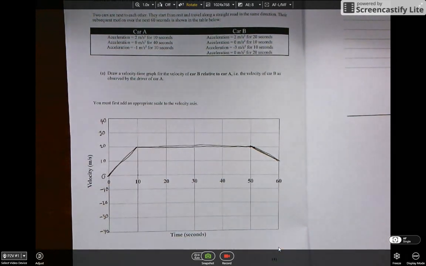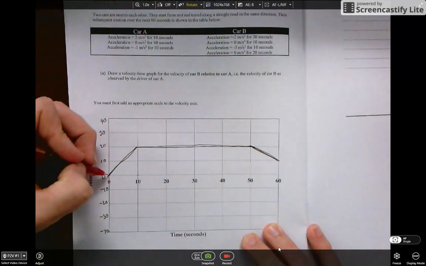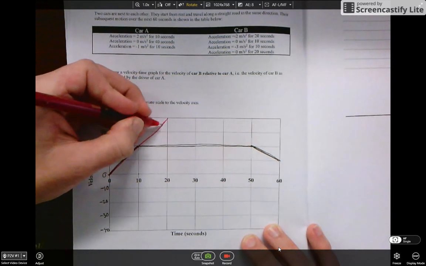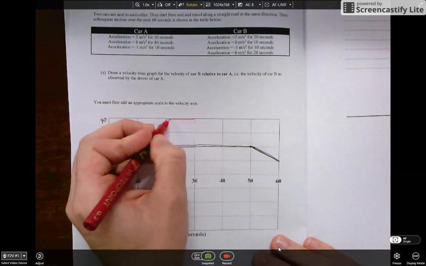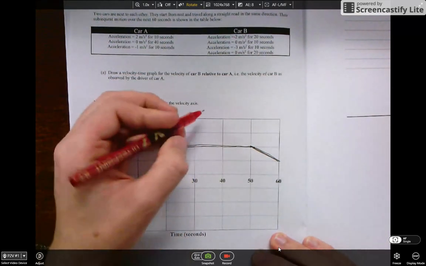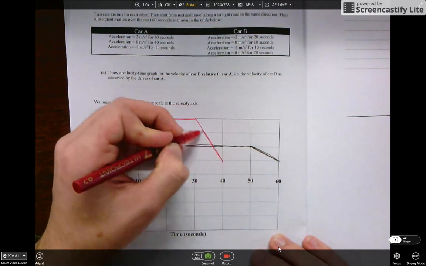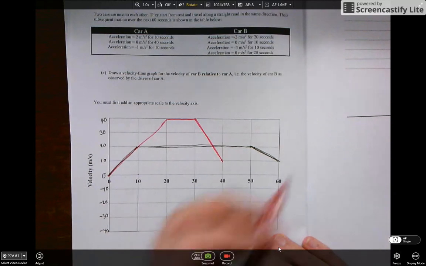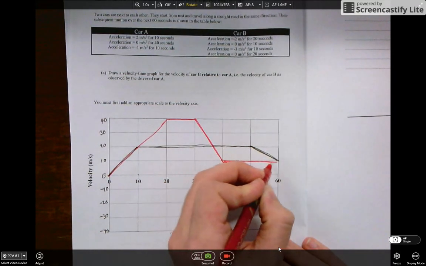Now let's use a different colour to do car B. We're told that it goes at 2 meters per second squared for 20 seconds. So it's going to go up here, and then it's going to carry on for an extra 10 seconds. It's going to reach a final velocity of 40 meters per second. Then it goes at 0 meters per second squared for 10 seconds. Then it goes at minus 3 meters per second squared for 10 seconds. It's going to go down there by 30 meters per second. And then it's got 0 meters per second squared for 20 seconds.